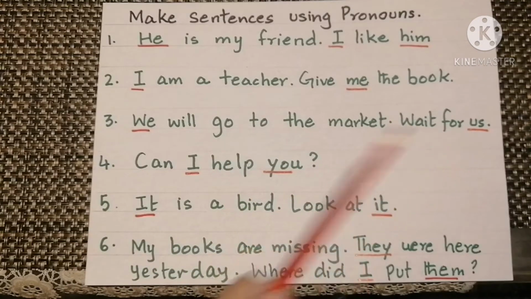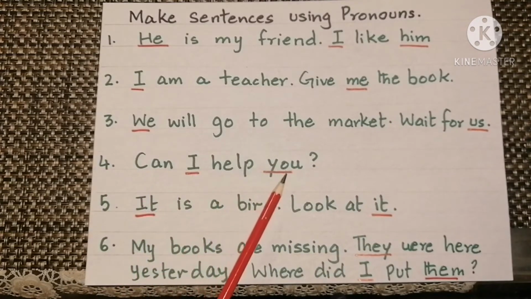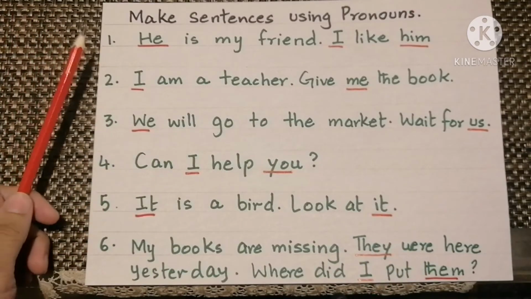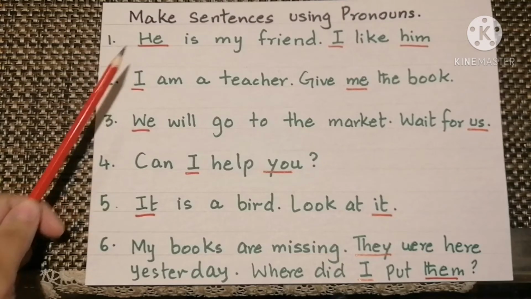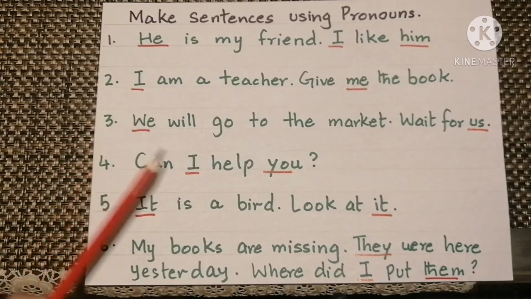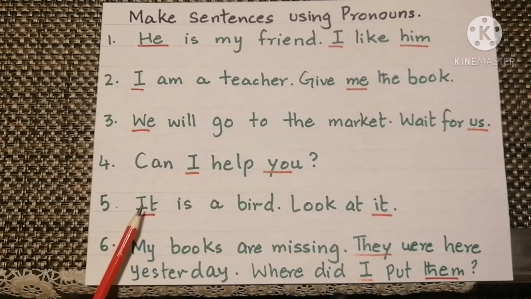Wait for us. Can I help you? It is a bird. Look at it. My books are missing. They were here yesterday. Where did I put them? Now the underlined words are the pronouns: he, I, we, you, it, they and them.